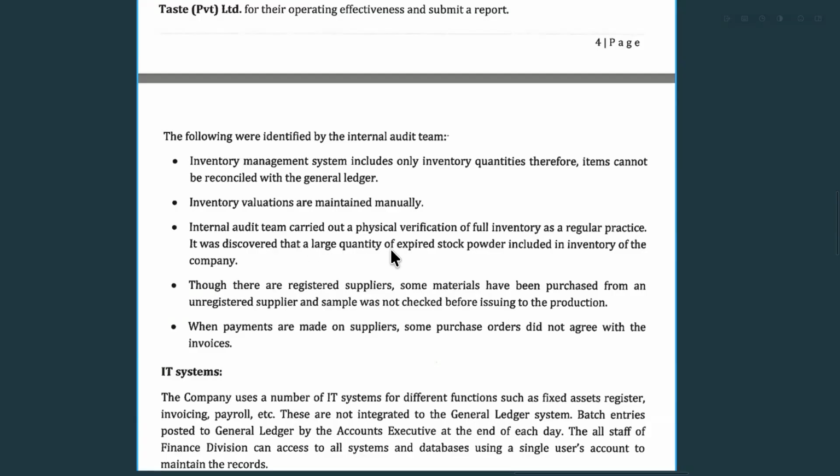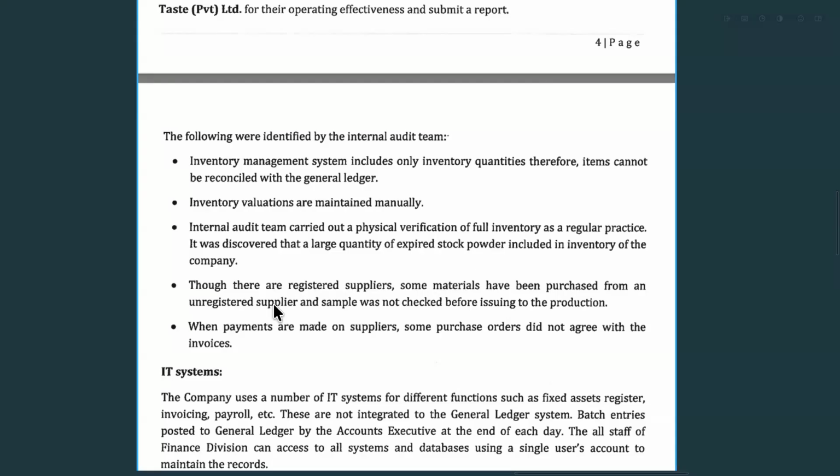It was discovered that a large quantity of expired stock powder was included in the inventory of the company. So even though there is an internal audit team, even though they have some internal control system, maybe it's not well designed to prevent, detect or correct these deficiencies. Otherwise, sometimes it's because it's not effectively applied, or human errors, or sometimes fraud. So they are keeping the expired stock powder in the inventory of the company. Serious, significant deficiency. Though there are registered suppliers, some materials have been purchased from an unregistered supplier.